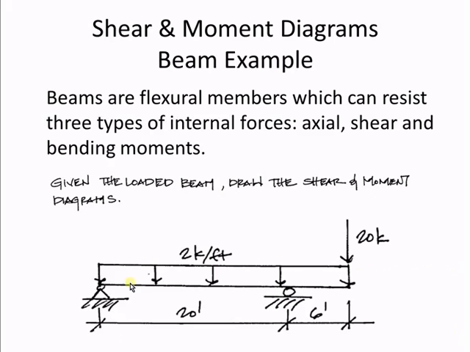Okay, so we have our pin support and a roller support. The main span is 20 feet. There's a 6-foot cantilever on the right-hand side. Over the entire 26-foot length of this beam, it's supporting 2 kips per linear foot. In addition, there's a point load of 20 kips at the end of the cantilever. So given this loading, we're going to draw the shear and moment diagrams.